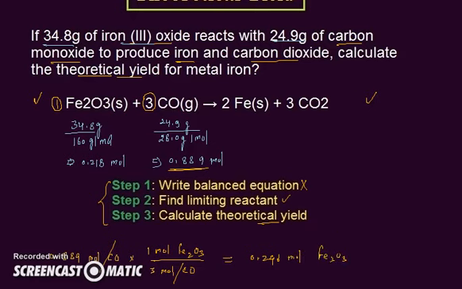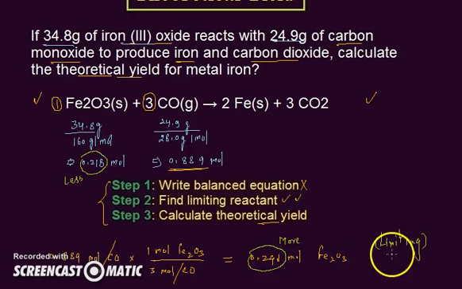Now we compare the moles of iron oxide. These are the moles of iron oxide given in the problem, and these are the moles of iron oxide required in the reaction. When we compare these numbers, you can see that 0.218 is smaller than 0.296. It means that we are given fewer moles of iron oxide, but we require more moles of iron oxide. Therefore, iron oxide is the limiting reactant. This is how we find the limiting reactant. Well, we are done with the second step.